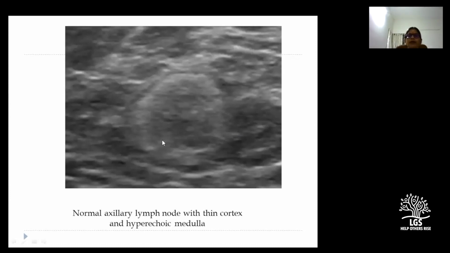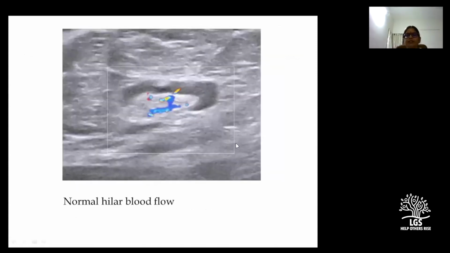And this is hyperechoic medulla and the very thin cortex. So if you see something like this, these nodes need to be biopsied or sampled. And this is how the hilar blood vessels look.